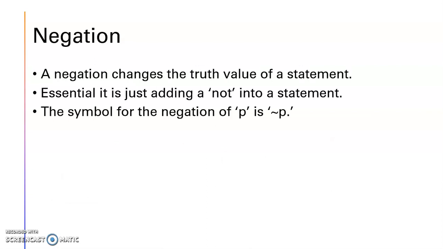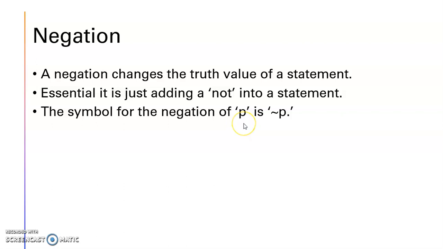Negation is another term word, and it means that we're going to change the truth value of a statement. Essentially, what we're doing is we're just adding a not into the statement, or we can remove a not. So if I say 2 is not odd, okay, to change the truth value, to negate that statement, I'd pull out the not and say 2 is odd, and it would change the truth value of my statement, okay? Or if I said 2 is even, okay, I could add in the not, and I could say 2 is not even, okay? So I'm just playing with not. I'm either adding it in or pulling it out.